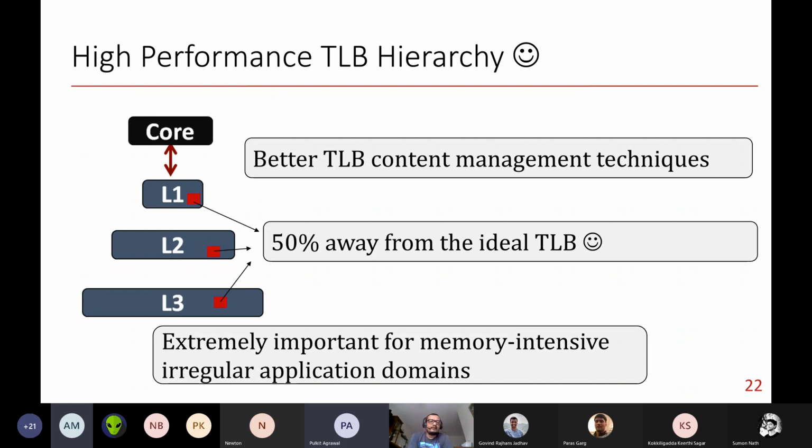Depending on the workloads in the market, at least for address translation research, the current state of the ideas is still 50% away from what can be achieved with an ideal TLB hierarchy. That means all translations get a hit in the L1 TLB, and you don't go to the L2 TLB, and forget about the page table walker.